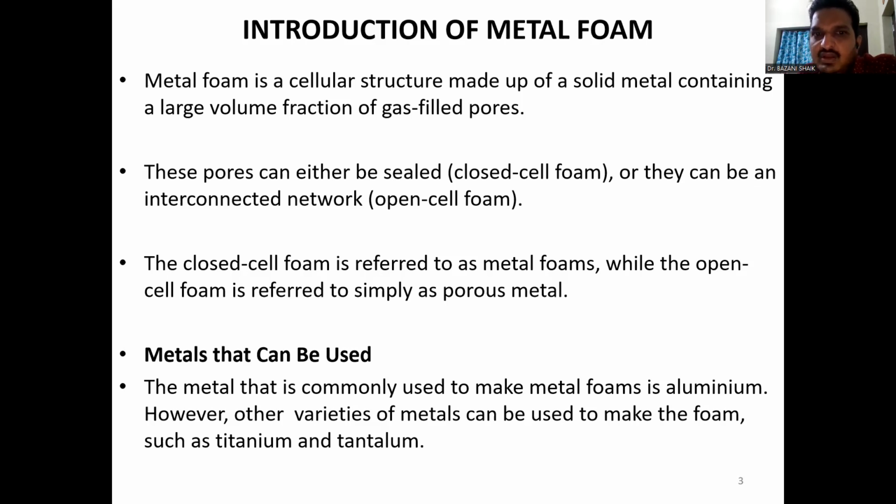First of all, we will see what closed cell foam is and how it is referred to as metallic foam, while open cell foam is referred to simply as porous metal. The metal commonly used to make metal foams is aluminum. However, other varieties of metals can be used to make the foam, such as titanium and tantalum.